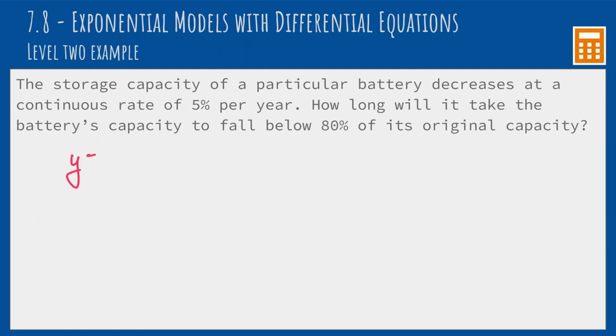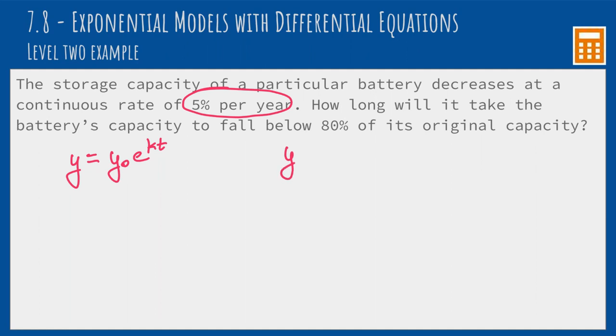So since we're looking at exponential decay, we're going to be using this solution to the differential equation where the rate of change of the quantity is proportional to the quantity itself. And we want to plug in what we can to figure out the values of the variables here. So essentially what we're looking for here is an amount of time for the capacity to get to 80%. But before we can get to that, we need to figure out what k is. And so we're going to use this 5% per year initial value here to figure that out.